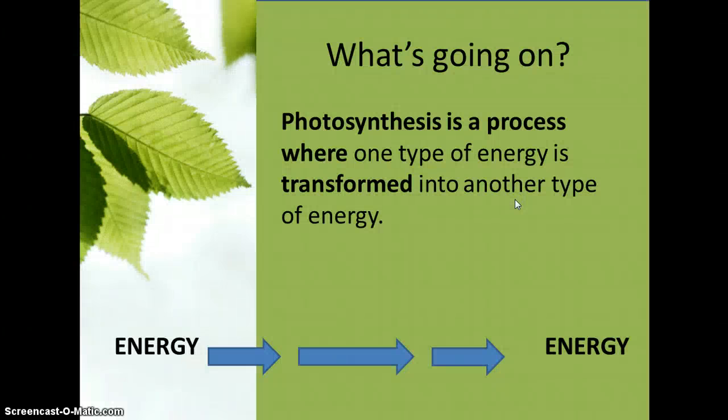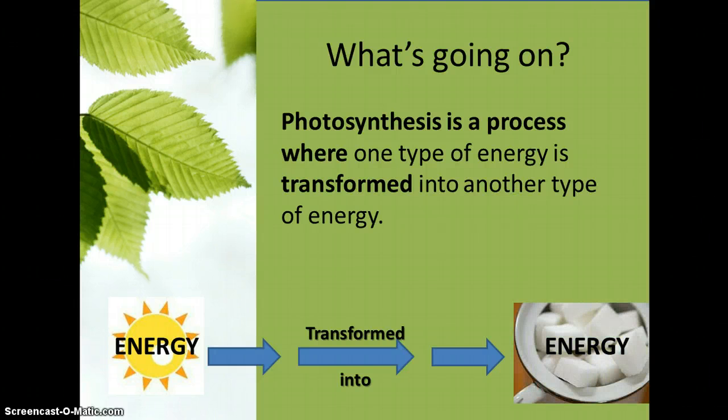So what goes on in photosynthesis? Well, besides making the food, there's a process where the energy is getting transformed from one energy type to another. So plants take energy from the sun and transform it or change it into the energy that gets stored in their food. So let's see exactly what that looks like.